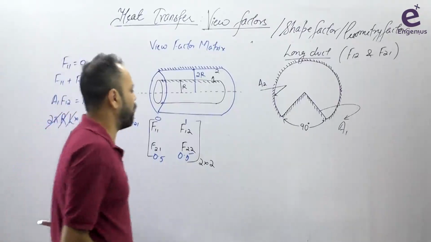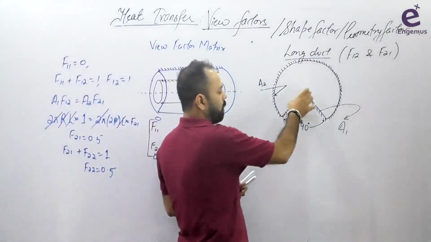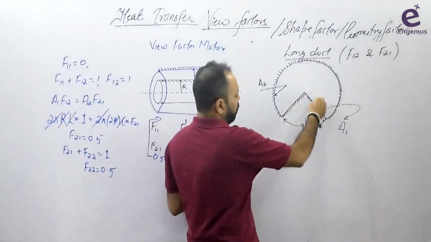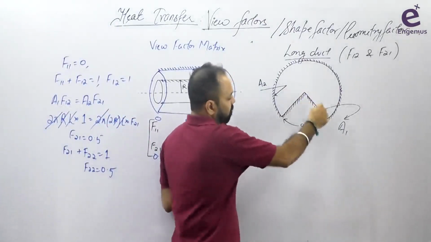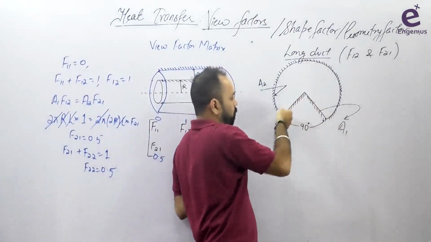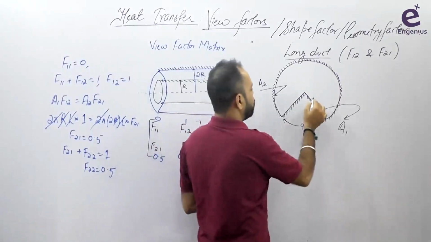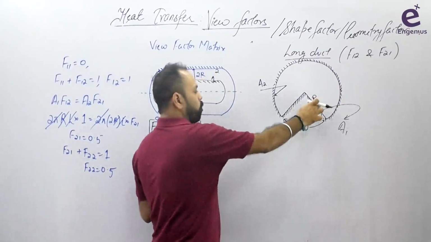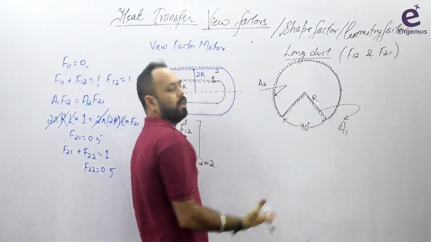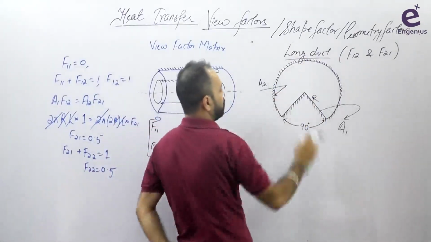Let me clarify first that this angle is 90 degrees, so that part is not there. Only this surface, okay, I'm saying that this surface is 1, I'm talking about both the surfaces, right? And here the radius is also R, you can write down that the radius is R, okay? Both the surfaces together, they are called surface 1 and this entire surface is surface 2.